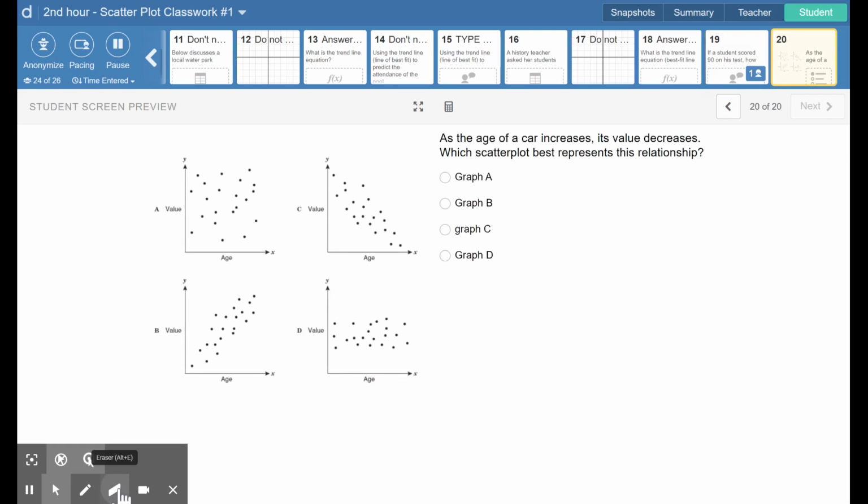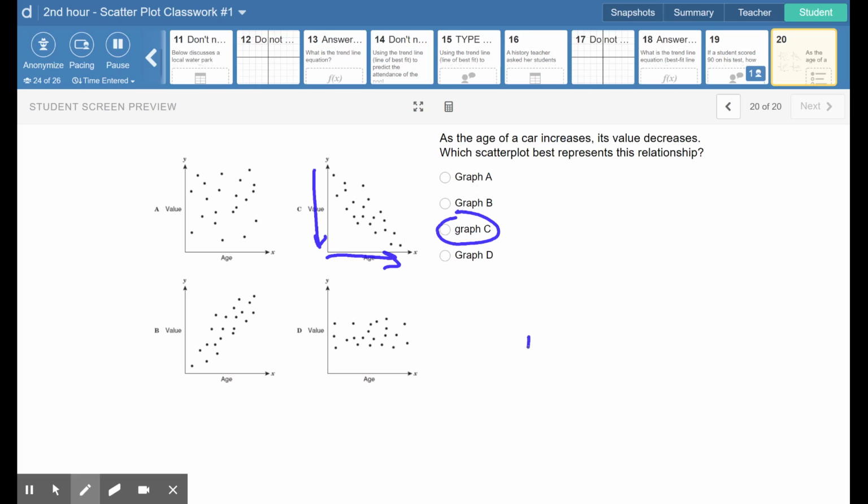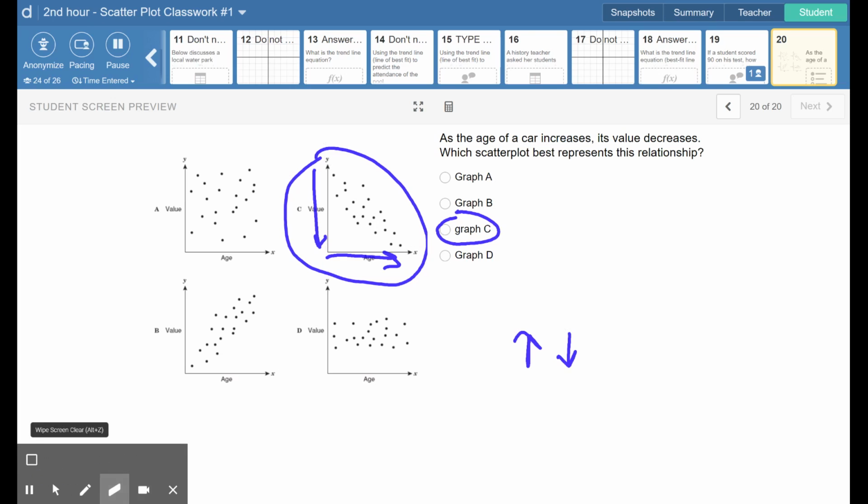Alright, lastly, this was just a multiple choice. As the age of the car increases, the value is decreasing. So graph C would represent that trend. So remember, whenever you have an item increasing and another item decreasing, it has to be a negative correlation. And C was the only one that was a negative correlation.